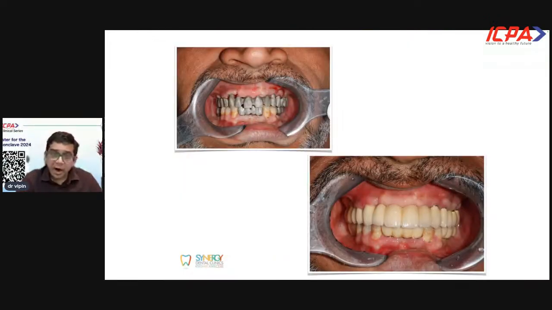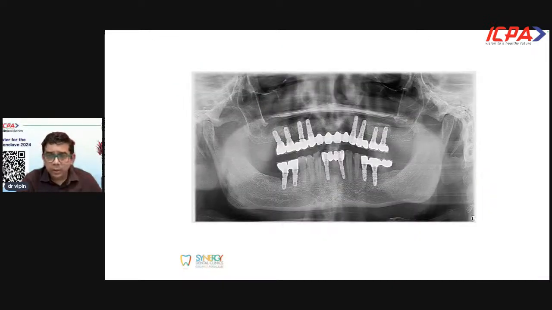It is a cobalt chrome material, of course. Nowadays you get titanium also that can be layered, right? So that is a material we used. Again, these are my old cases, but all of them are still doing well. In spite of the cantilever, which you can see on the left side and which I don't give nowadays, I have been following these up for 10 to 15 years, and I don't see any problem with them.